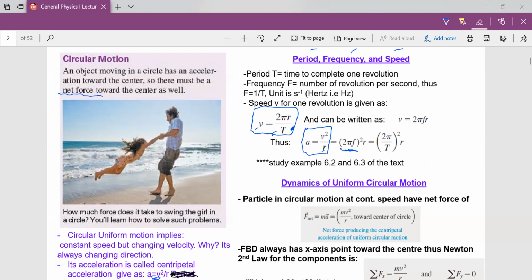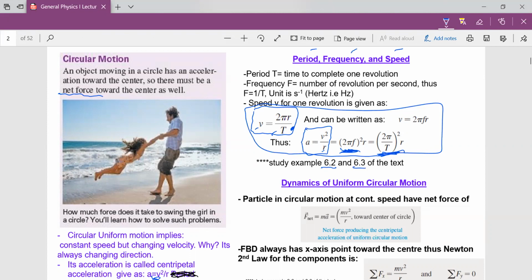And if we bring in the period as well into the expression, we are going to have it this way. So whether we are expressing acceleration in terms of frequency or period, we are going to have the 2 pi squared r. Okay, so it's either going to be f or 1 over T. And the application of this whole equation can be clearly seen in examples 6.2 and 6.3 of our text.